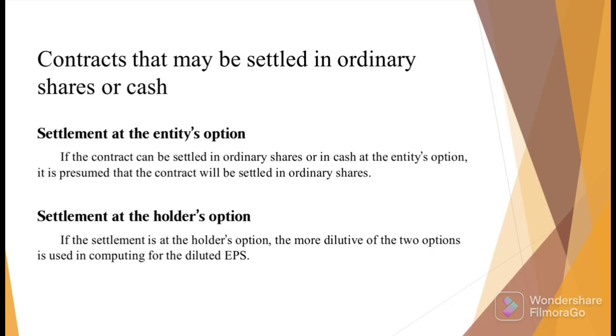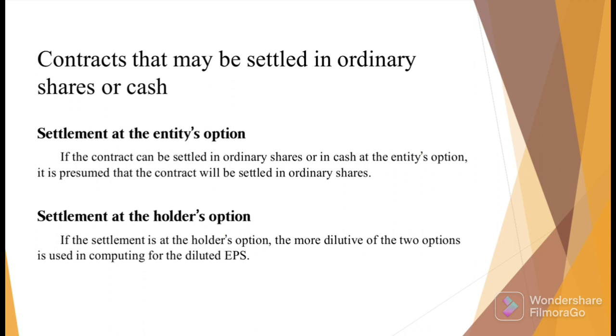Contracts that may be settled in ordinary shares or cash. Settlement at the entity's option. If the contract can be settled in ordinary shares or in cash at the entity's option, it is presumed that the contract will be settled in ordinary shares. The incremental shares are included in diluted EPS computation if the effect is dilutive. And the profit or loss is adjusted for interest expense if the contract is a debt instrument or partly debt and partly equity instrument.